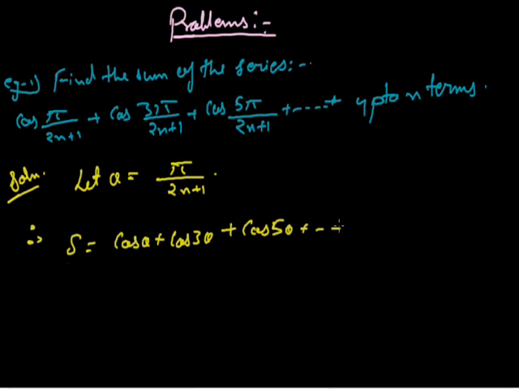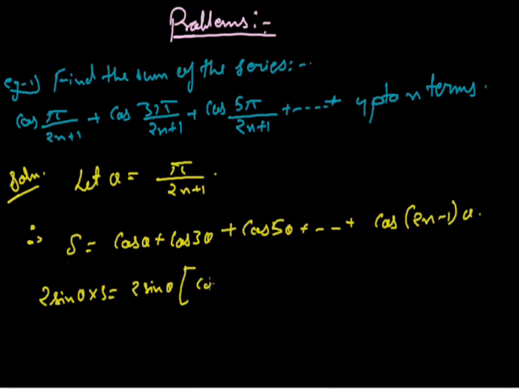plus ... plus cos (2n minus 1) theta. Therefore, we multiply 2 sin theta to both the sides. Therefore, it became 2 sin theta into S is equal to 2 sin theta into (cos theta plus cos 3 theta plus cos 5 theta plus ... plus cos (2n minus 1) theta).